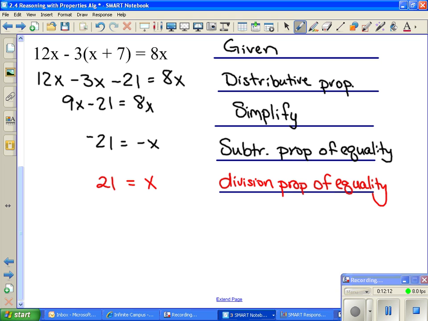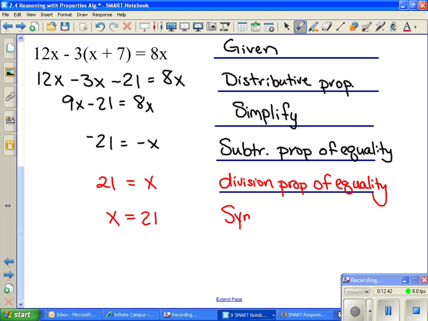Does anybody know what you have to have in your final answer when you write your answer to your equation? X should be on what side? The left. So I really want x equals 21. Does anybody remember what property that is? Okay, it could be the reflexive, but better yet, it would be the symmetric. Reflexive is more like something equals the same thing.